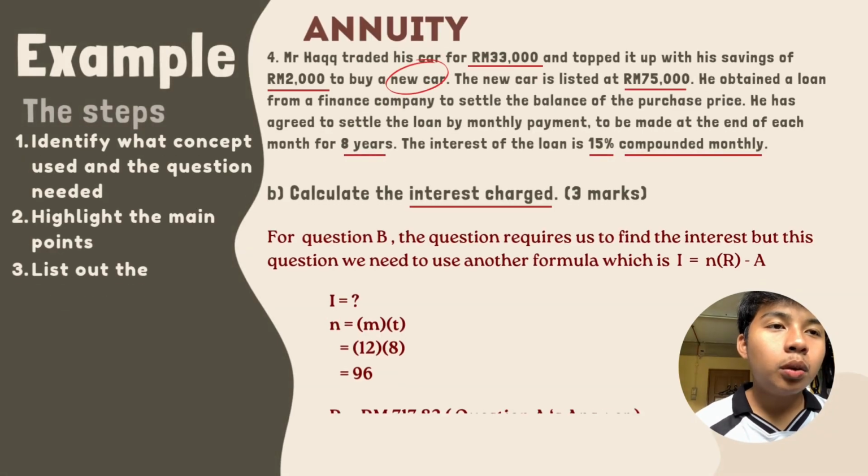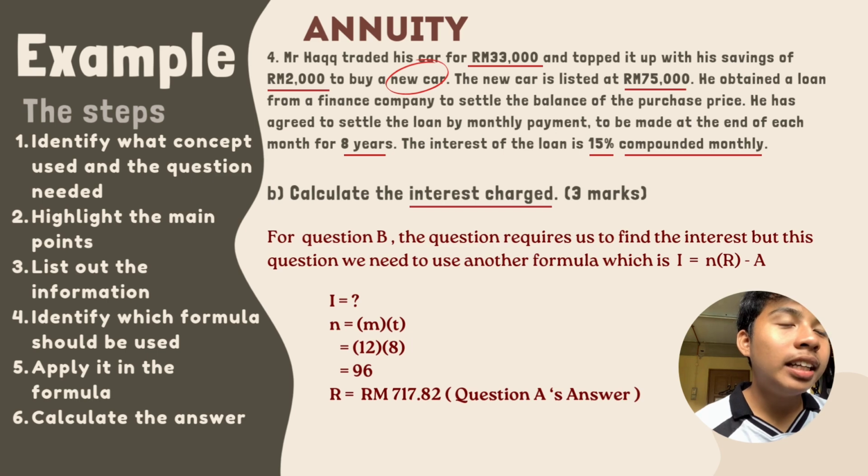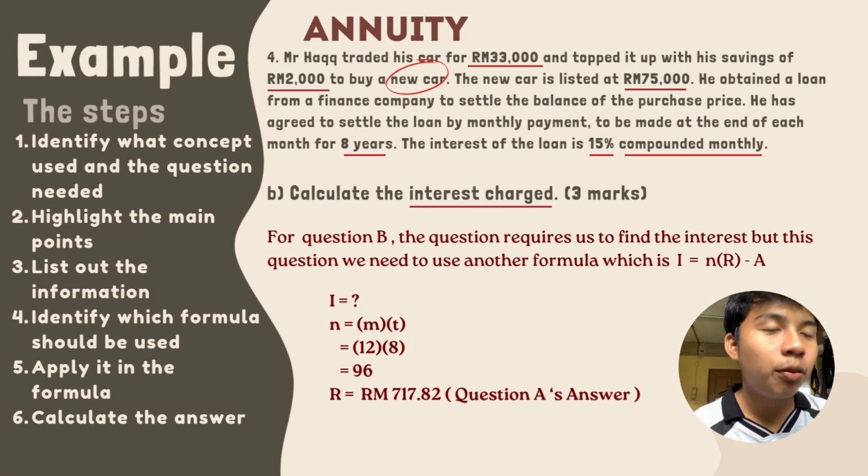For question B, the question requires us to find the interest. We need to use another formula, which is I equals N times R minus A. So N is M times T, 12 times 8 equals 96. R is from question A's answer, RM 770 and 82 cents.